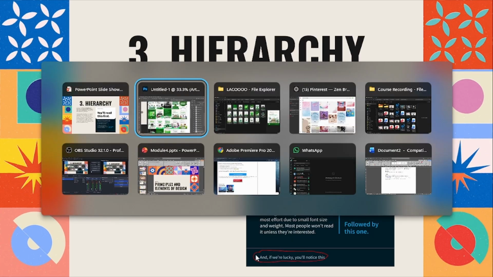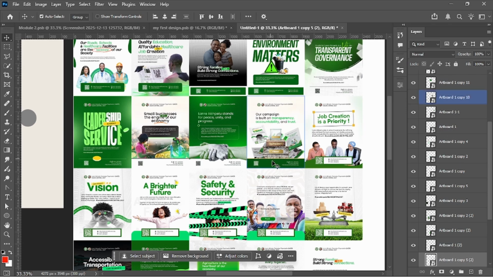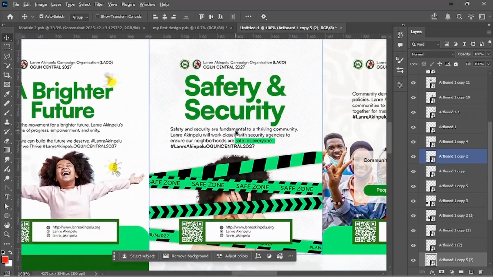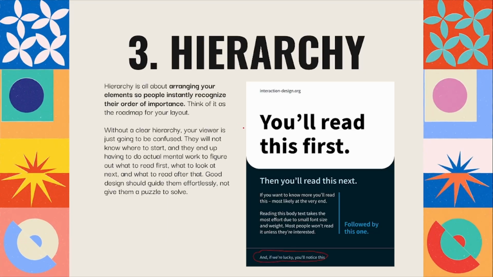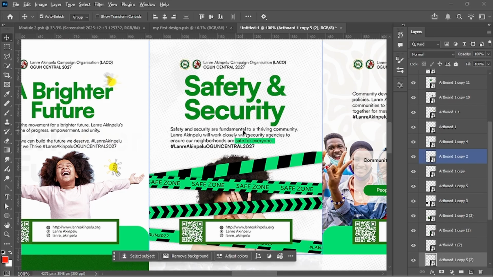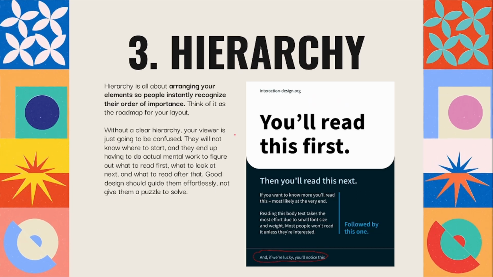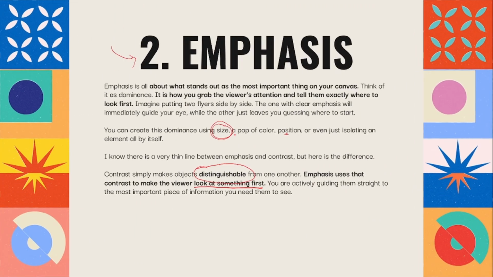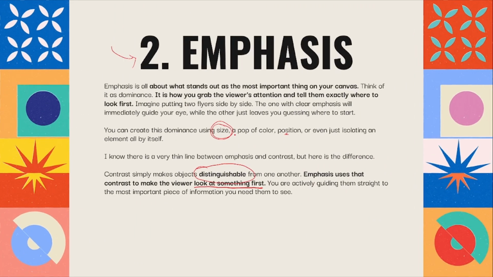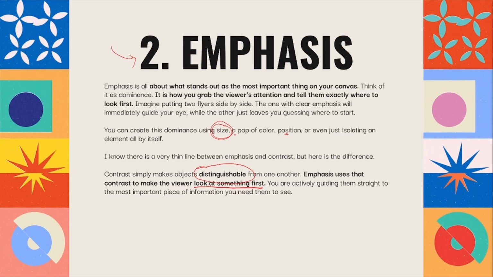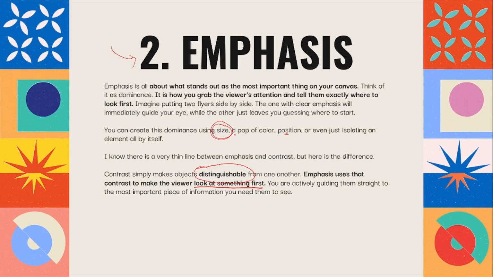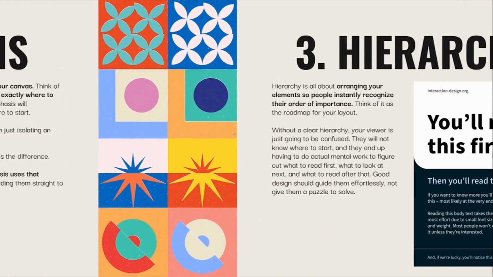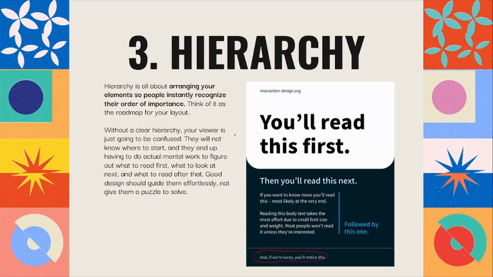Now let's look at some of the designs I did here and bring this principle in. So here we are looking at hierarchy. Hierarchy is the order of importance of your information. It's another step away from emphasis. Emphasis is the most important one, but then after the most important one, what's the next important one? It's like guiding your viewer or your reader through your design.